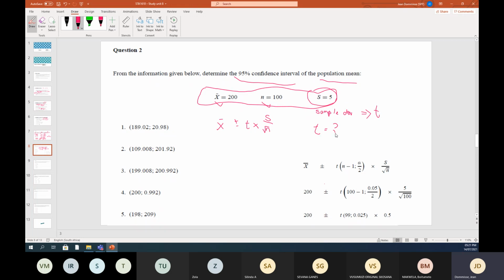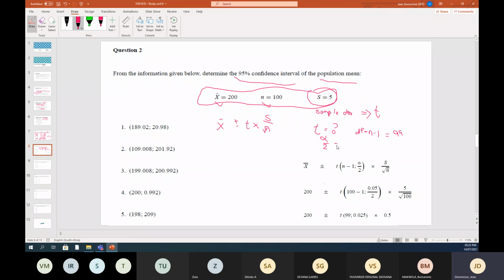So we need to work out that T from a table, so we will need to go to degrees of freedom, which is equal to N minus 1. So N is equal to 100. 100 minus 1 is 99. And then we will need to look for alpha divided by 2.